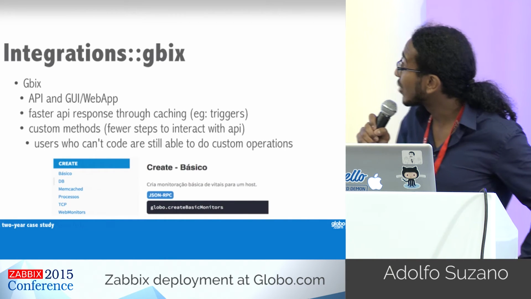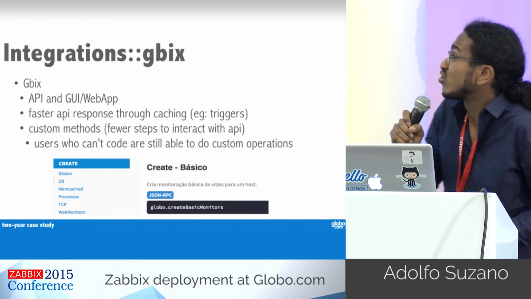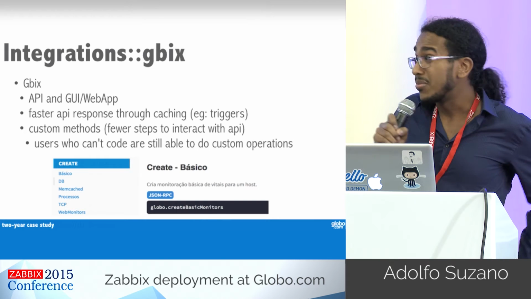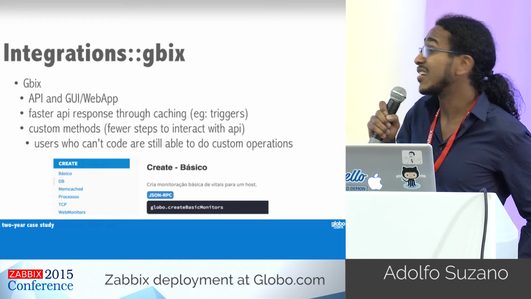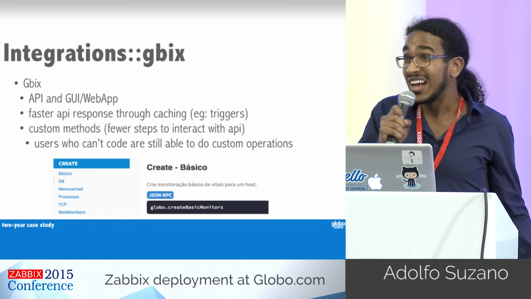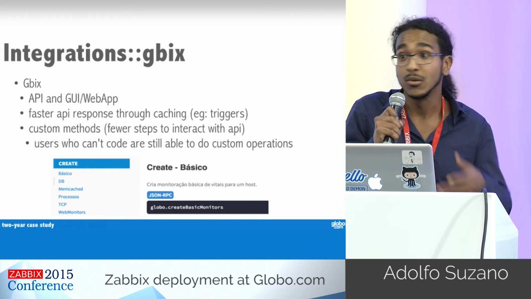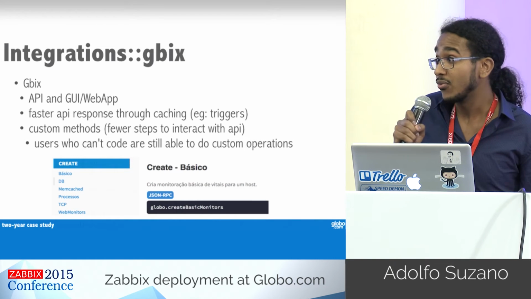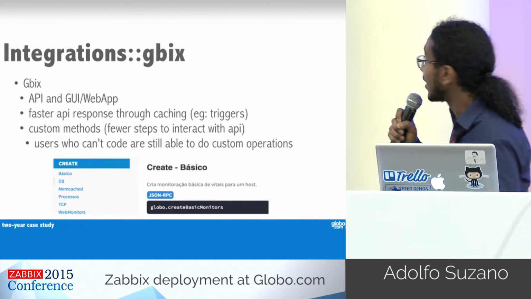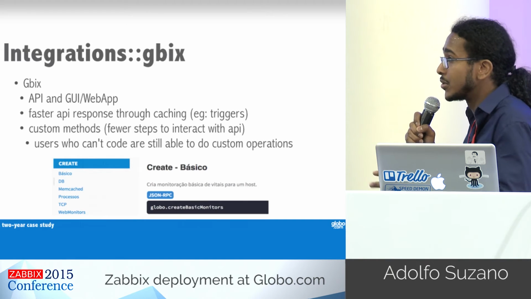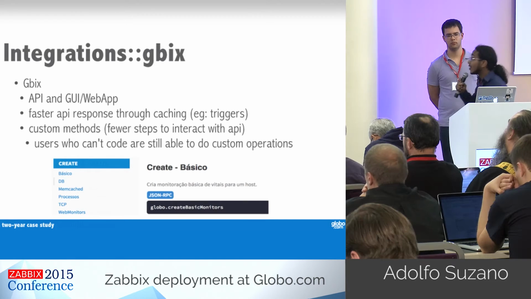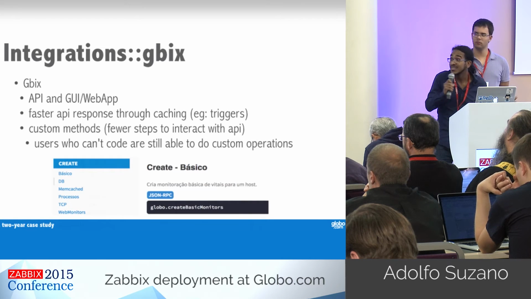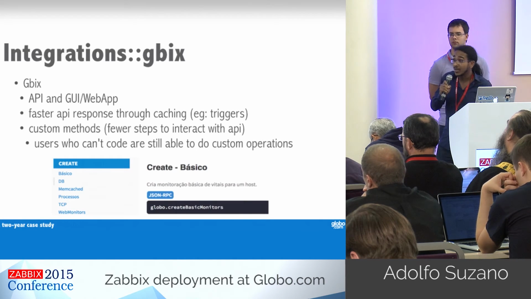Another integration that we got is called Gbix. G stands for global. At global.com, you've got a bunch of teams, maybe 30 or 40. They have different levels of knowledge: developers, operators, journalists, whatever. Everyone wants to monitor their systems, and some people can code, some people cannot code.